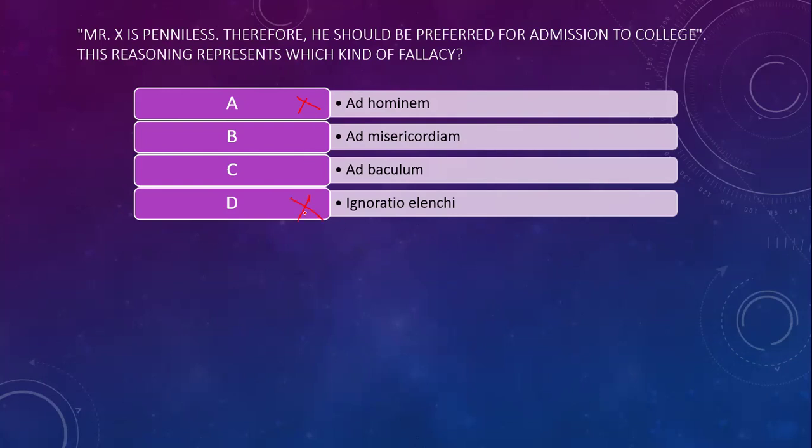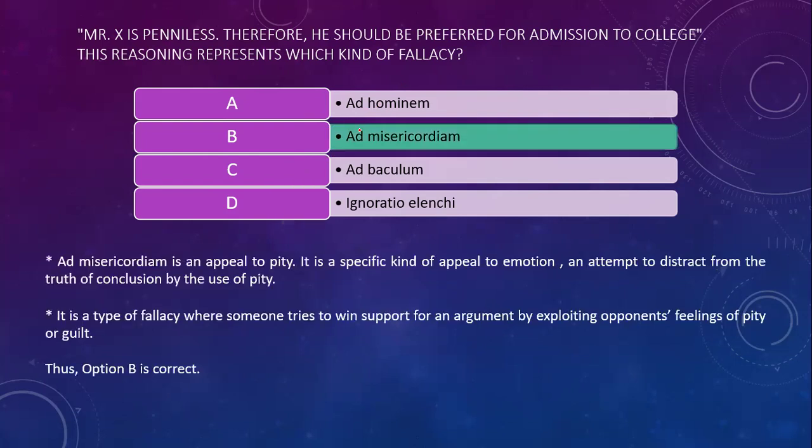Maybe ad baculum or ad misericordiam. Okay, it's an appeal to pity. It's a specific kind of appeal to emotion, an attempt to distract from the truth of the conclusion by the use of pity. It's a type of fallacy where someone tries to win support for an argument by exploiting the opponent's feelings of pity or guilt.